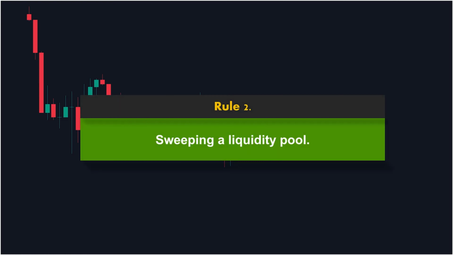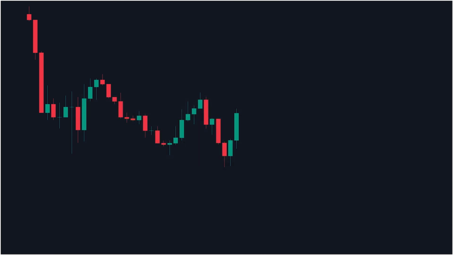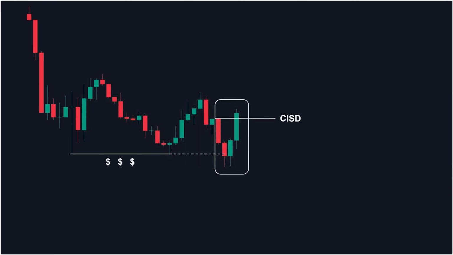Rule number 2: sweeping a liquidity pool. A high-quality CISD setup often occurs after the market sweeps liquidity from one side. Liquidity pools form around obvious equal highs and lows where traders place stop losses. When the price sweeps these levels, it triggers those stops, engaging liquidity and setting up a potential reversal. Once this liquidity is taken out, the price is more likely to reverse in the opposite direction, making it an ideal condition for a CISD pattern to form.